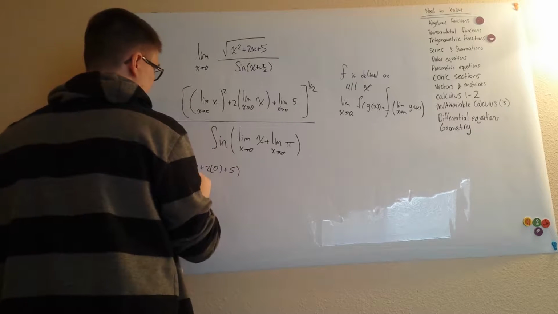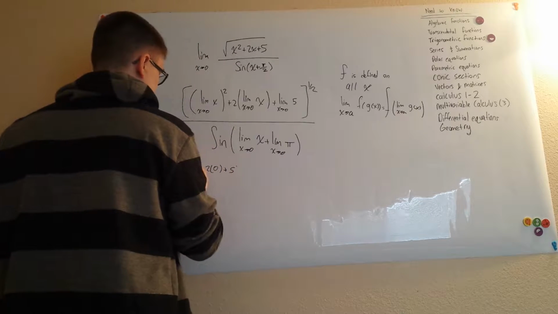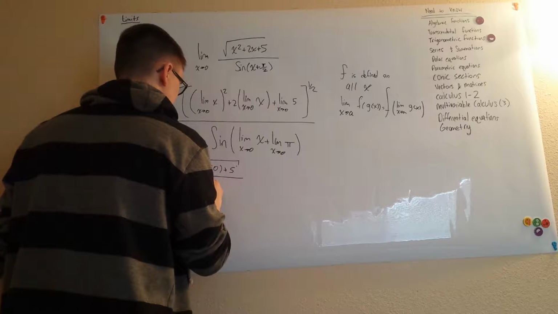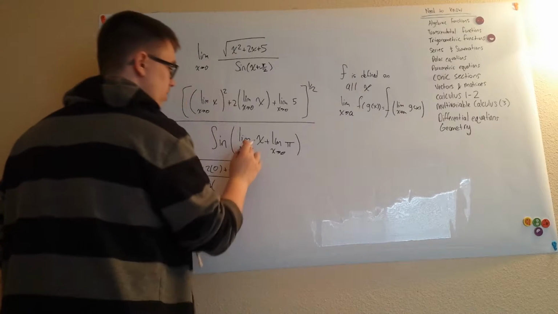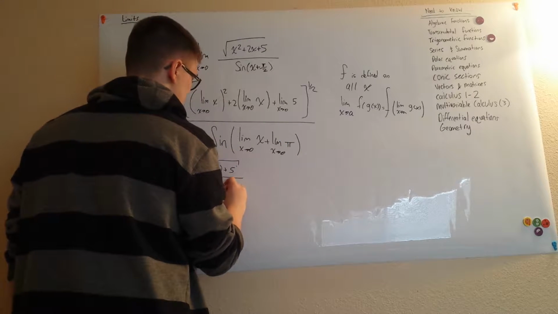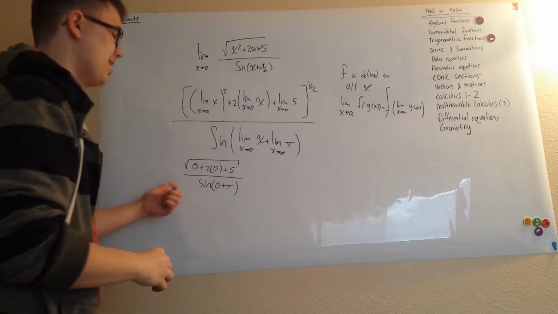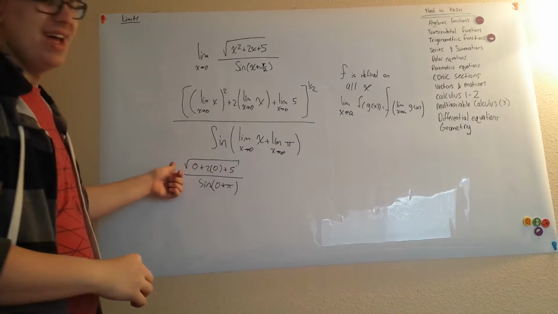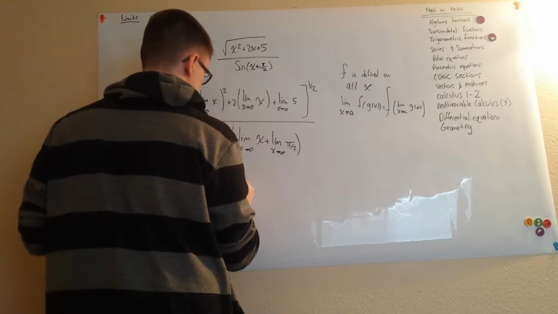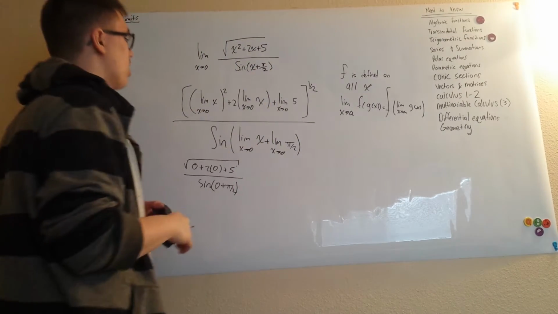All to the 1/2 power, or square root of that, all over the sine of plugging in 0. Limit of a constant is just that constant, a. That's the limit. I forgot to put the power 2.